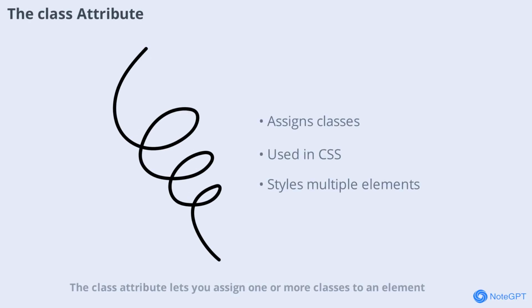The class attribute lets you assign one or more classes to an element. Classes are used in CSS to apply styles to multiple elements at once. For example, div class="container" groups elements under the same style, making your code cleaner and more efficient.